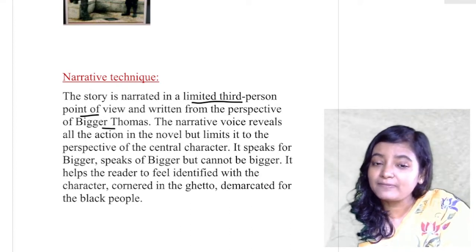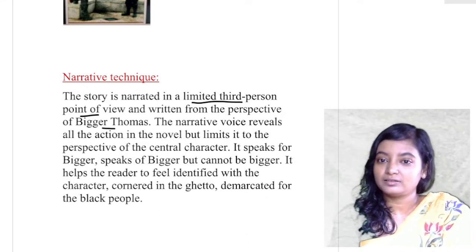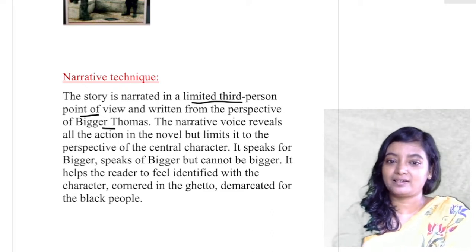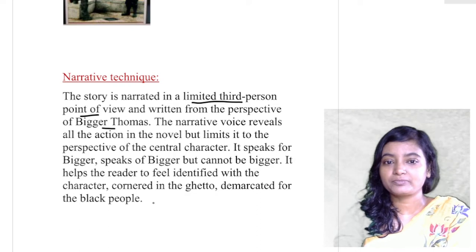Thus, it speaks of vigor but cannot be bigger. It helps the reader to feel identified with the character cornered in the ghetto, demarcated for the black people.